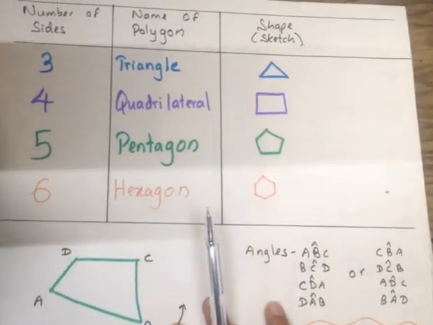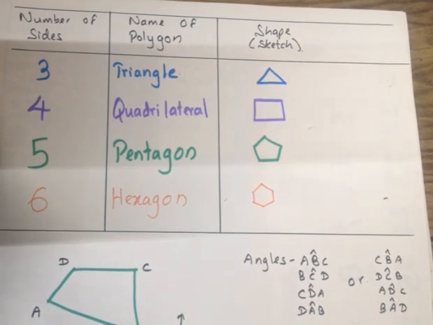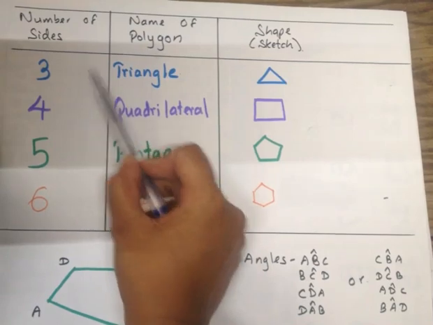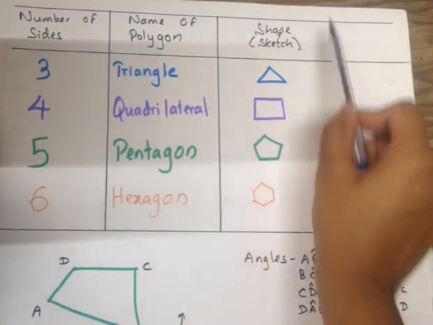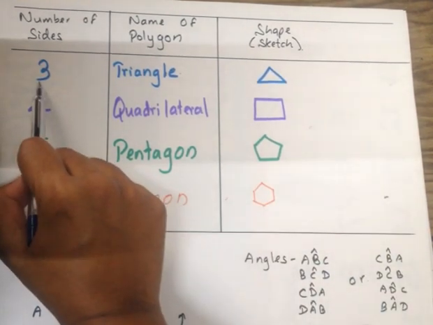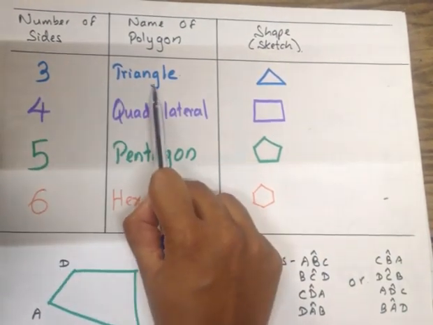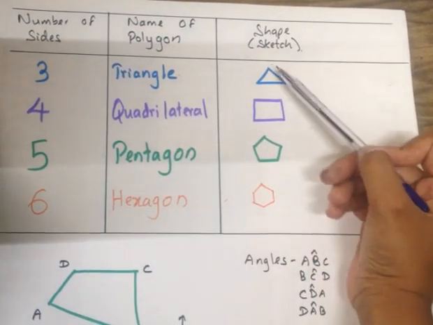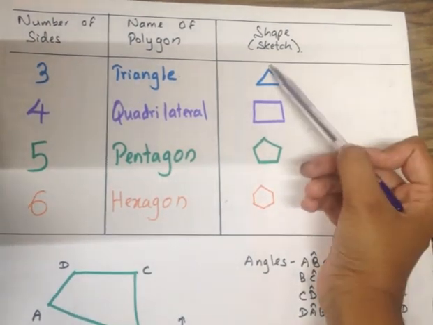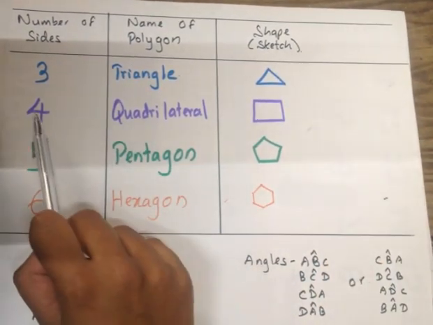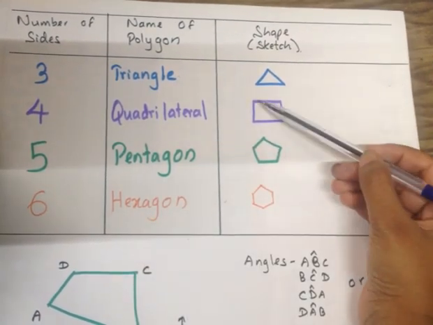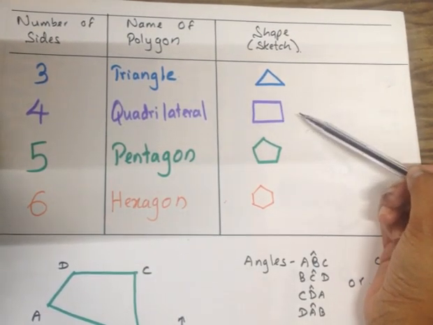Okay, now let us see some examples of polygons. This column gives a number of sides, name of the polygon and shape. Shape is actually a sketch over here. When the polygon has 3 sides, we call it a triangle. And this is the shape of the triangle. Here there are 3 sides and it's bounded. When there are 4 sides, we call it a quadrilateral. Here is the figure of it.